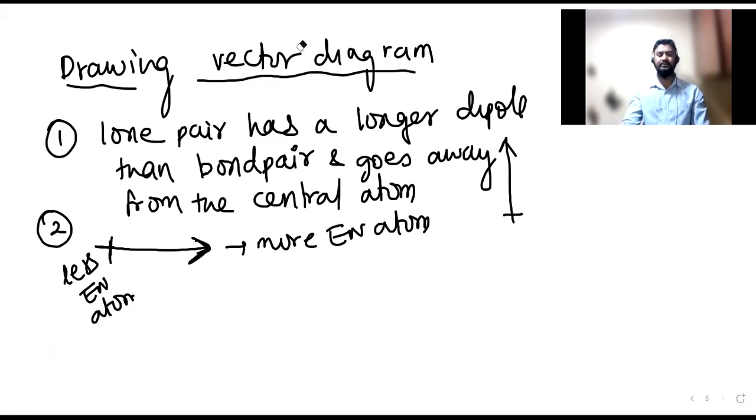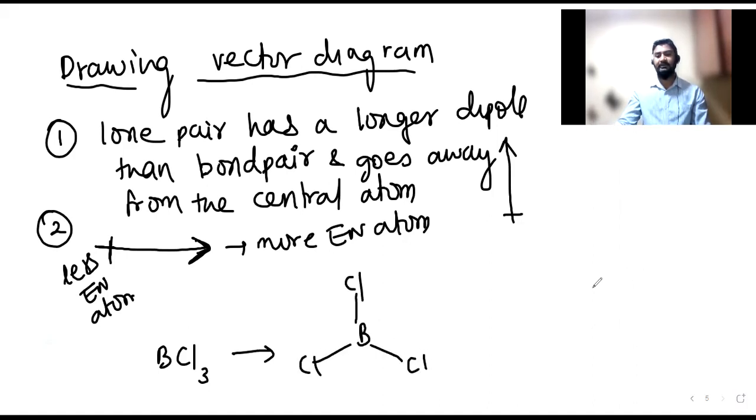So let me give an example. These two rules are enough, I think. Let me give an example of how we can draw vector diagrams. For example, BCl3: draw the vector diagram. So boron, chlorine, chlorine, chlorine. And one more example of ammonia, and then we'll wind up this video. Okay, so let's do it. N, lone pair, hydrogen, hydrogen, hydrogen.